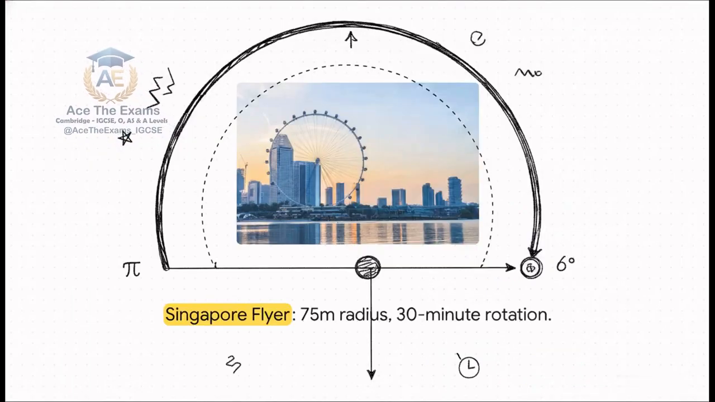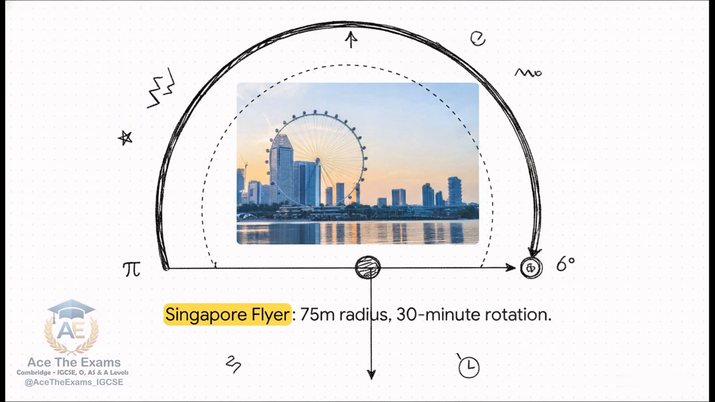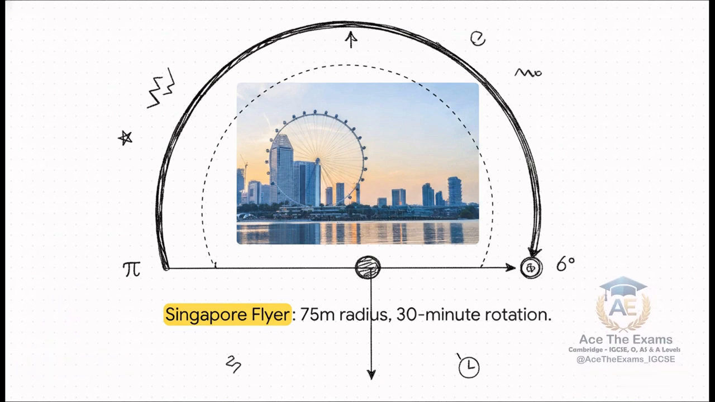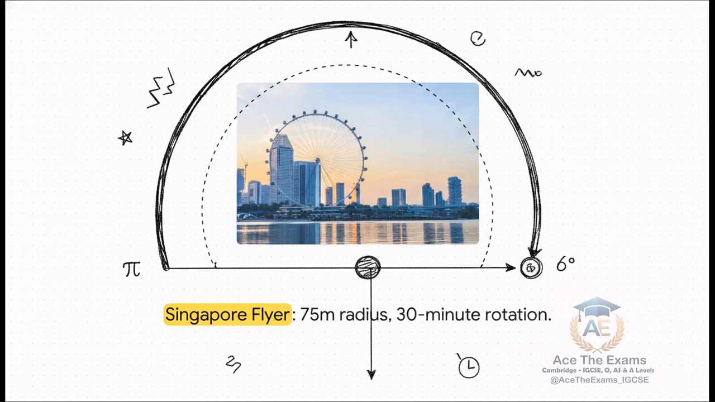To really ground this mathematics in reality and understand why framing the problem correctly is so absolutely crucial, consider the Singapore Flyer. It's a massive observation wheel with a 75-meter radius, and it takes exactly 30 minutes to complete one full constant speed rotation. Now imagine you're an engineer working on this. When engineers calculate how fast those individual passenger capsules are traveling through the air, they aren't just taking wild guesses. They are solving a massive, high-stakes, real-world circular measure problem.